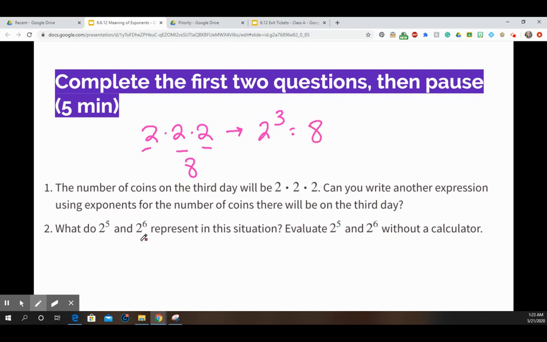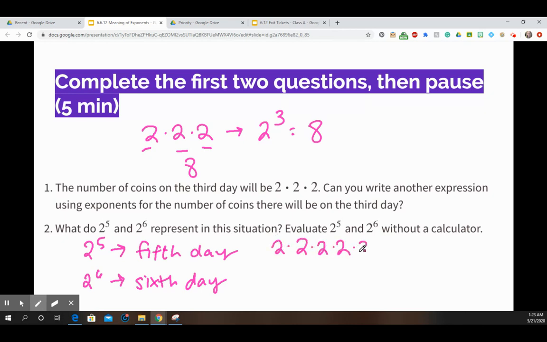What would 2 to the 5th and 2 to the 6th represent in this situation? Well, if on the third day, 2 to the third represents the number of coins, 2 to the 5th is the 5th day, and 2 to the 6th is the 6th day. Not that tricky of a genie. All right, so I want to figure out what 2 to the 5th is without using a calculator. So I would have 2 times 2 times 2 times 2 times 2.